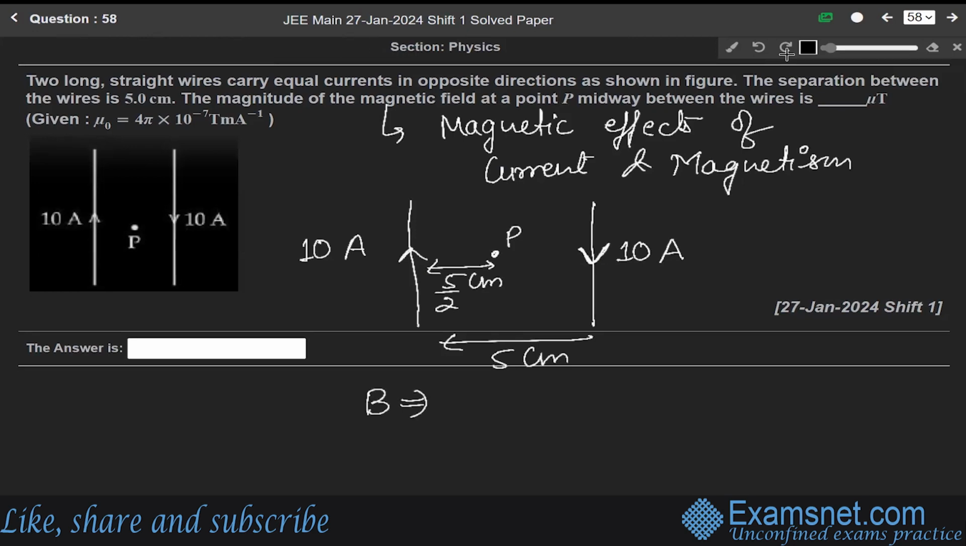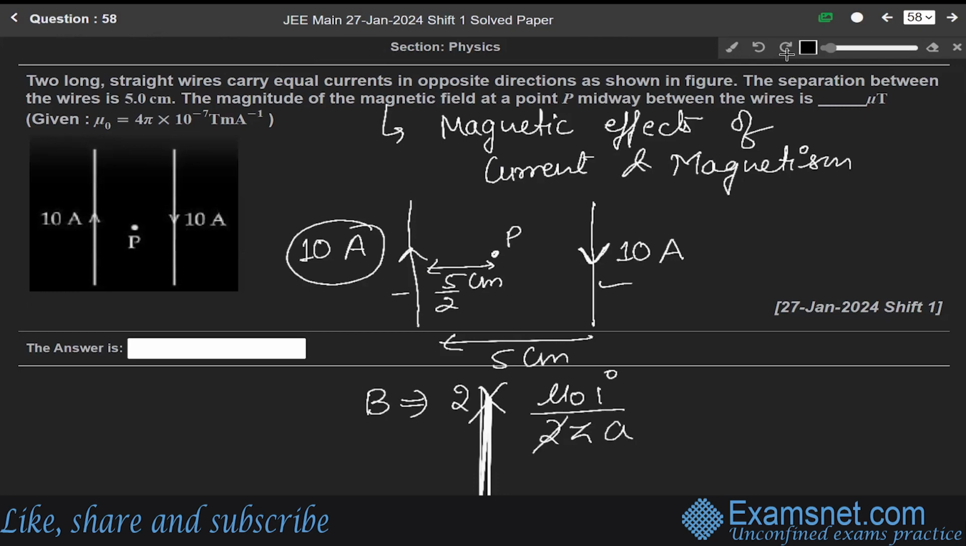The magnetic field because of these two wires will be, if we find the magnetic field from one wire, then we multiply it by 2. So 2 into, for one wire it will be equal to mu naught I over 2 pi a. So 2 cancels out each other. It is equal to mu naught I over pi a.